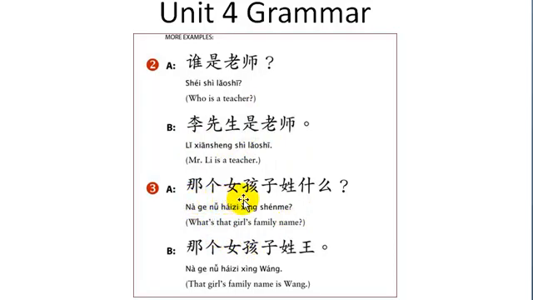Here's another example. 那个女孩子姓什么? Okay, what is that girl's family name? So everything's the same here in the answer. See that? Everything's the same. It's just this question word here, 什么, that is replaced with the answer, 王. 那个女孩子姓什么? 那个女孩子姓王.